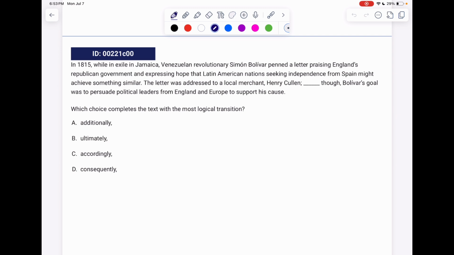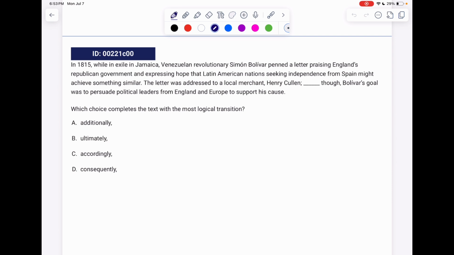In 1815, while in exile in Jamaica, Venezuelan revolutionary Simon Bolivar penned a letter praising England's Republican government and expressing hope that Latin American nations seeking independence from Spain might achieve something similar. The letter was addressed to a local merchant, Henry Cullen. Though Bolivar's goal was to persuade political leaders from England and Europe to support his cause.